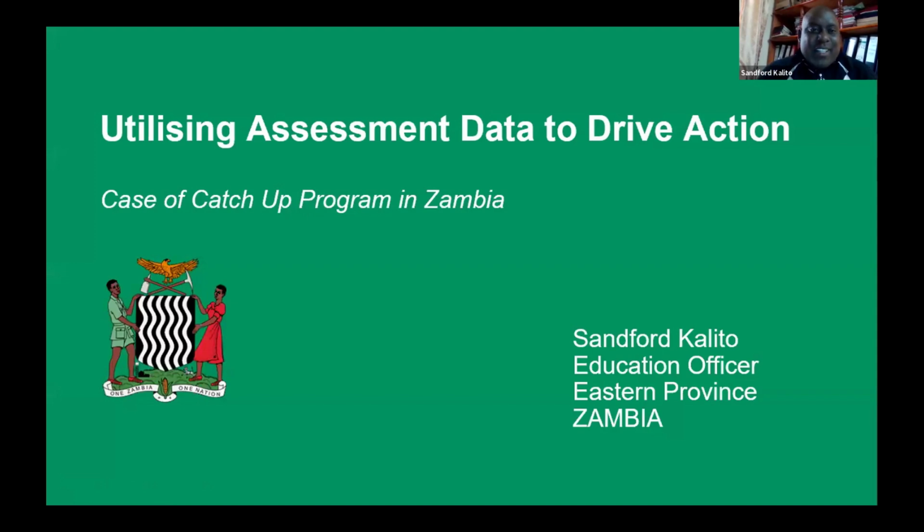And this is Sanford Kalito from Eastern Province of Zambia, one of the provinces that initially started the program. For Zambia, that was in 2016, and thereafter in 2018, scaling up started. And now we are almost hitting 9 provinces. It's mainly Copperbelt Province that is remaining.